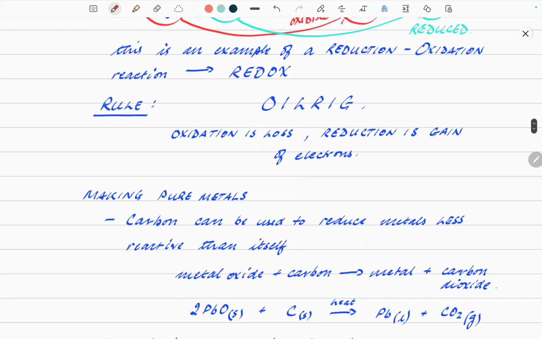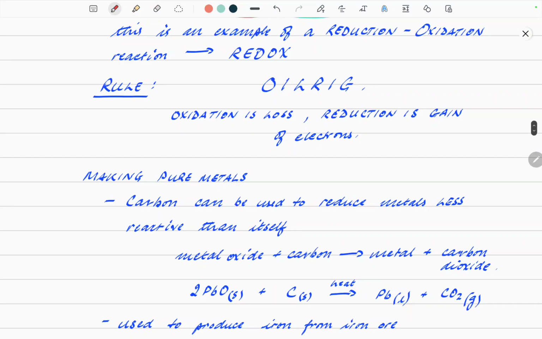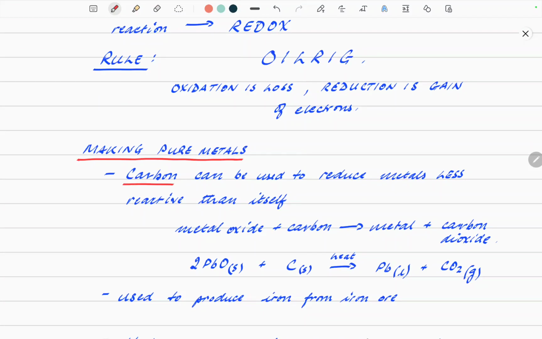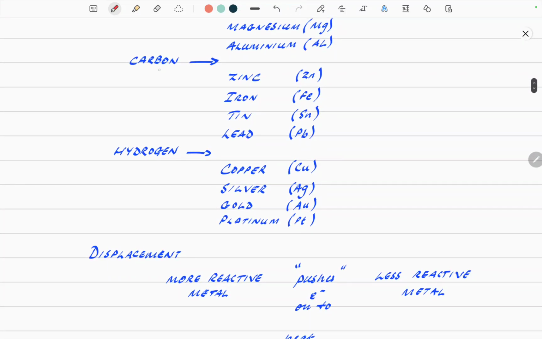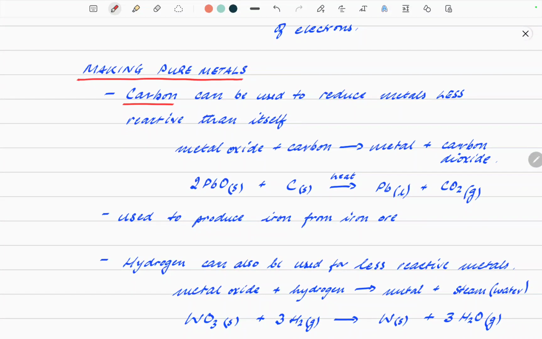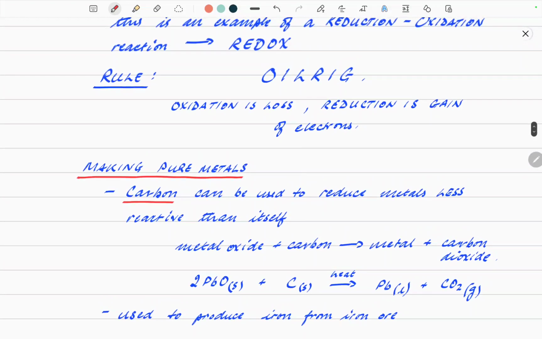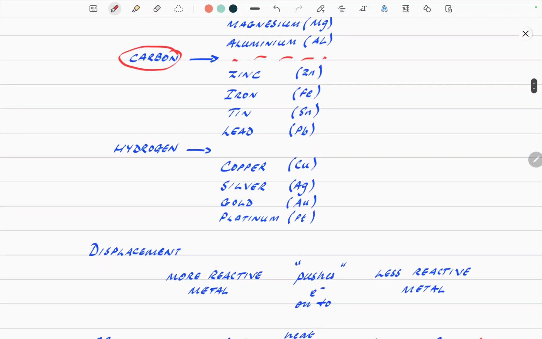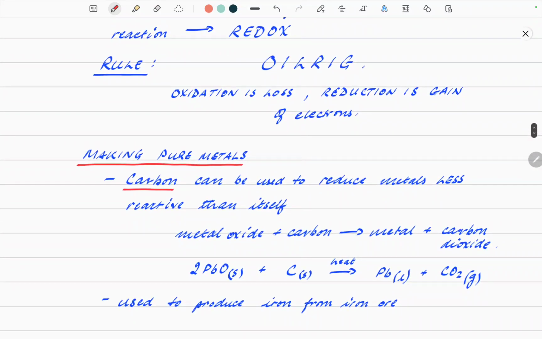This is actually, again, the basis for making pure metals. So, for example, carbon. This is the reason why we had carbon in that position in the list. Carbon can be used to reduce metals that are less reactive than itself. So anything under carbon in that list, so zinc, iron, tin, lead, copper, silver, gold, platinum, you get the idea. Any of those in their oxide forms, which is like a metal ore, the natural form of metals in rocks and things, carbon can be used to reduce them to a pure metal.